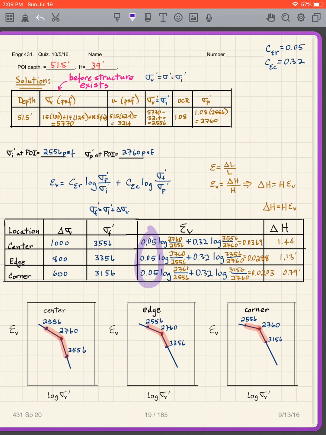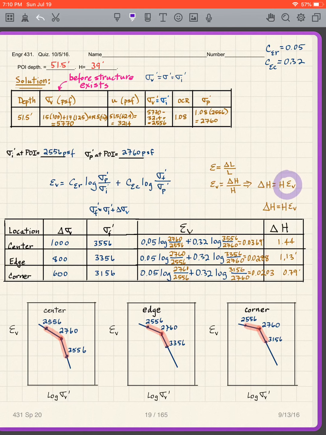I have my C epsilon R. I've got my C epsilon C. And then I do my logs. The beginning part is the same for every one, 2760 over 2356. And the denominator for the second part is the same, the 2760. It's just that my numerator now is going to be 3556, 3356, 3156. So we can get those, and then we simply plug it in, do the calculation, and get our epsilon v's, and then my h's. So we get my h epsilon v.